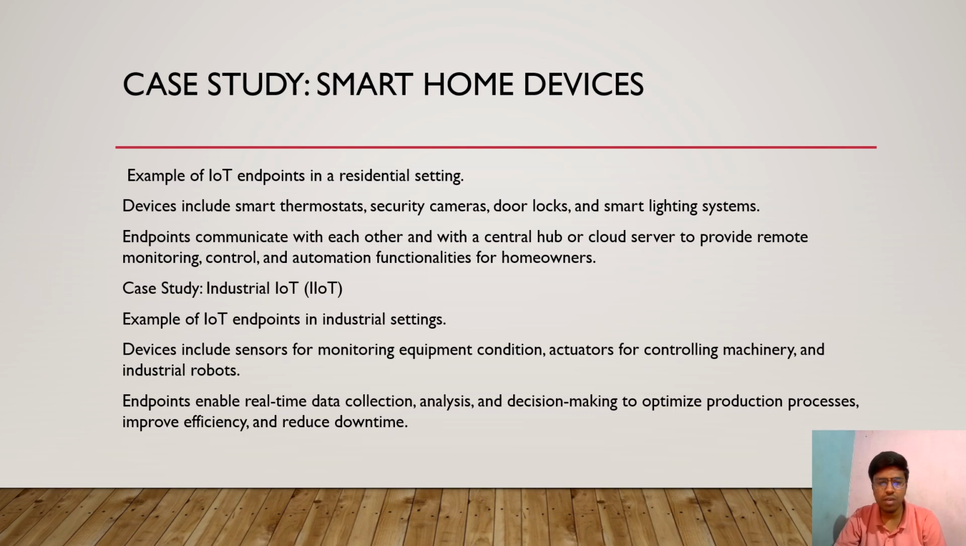Case study: industrial IoT. Example of IoT endpoints in an industrial setting. Devices include sensors for monitoring equipment condition, controllers for controlling machinery, and industrial robots. Endpoints enable real-time data collection and decision making to optimize the production process, improve efficiency, and reduce downtime.